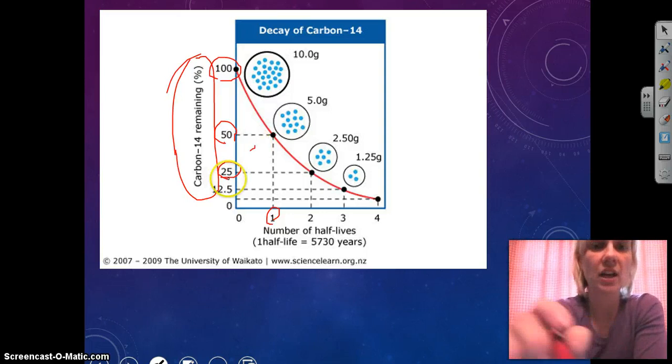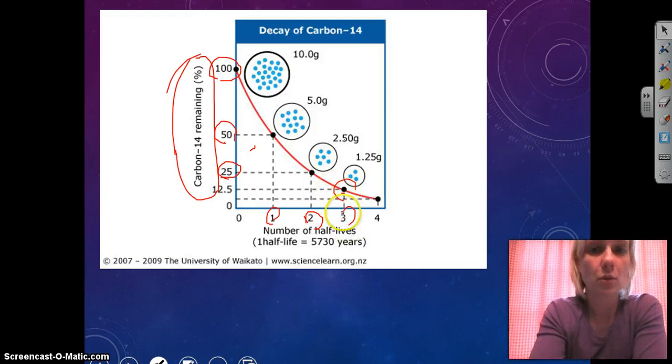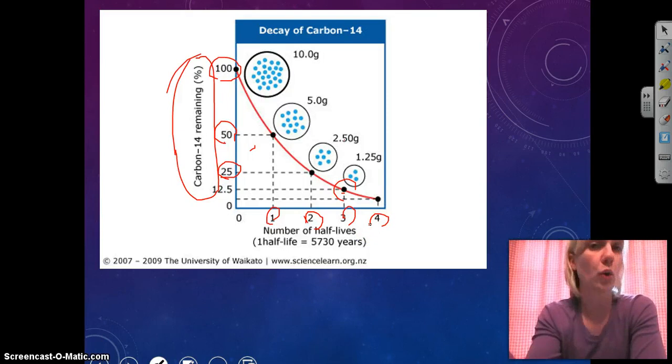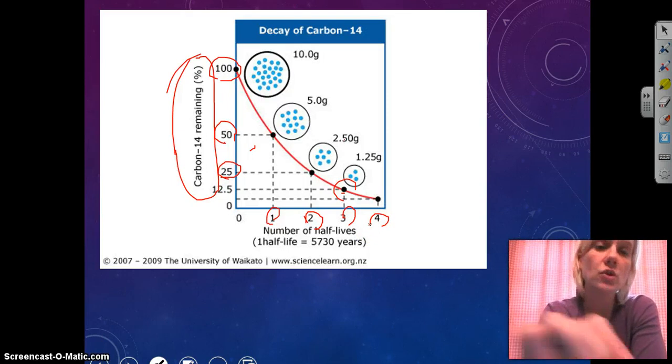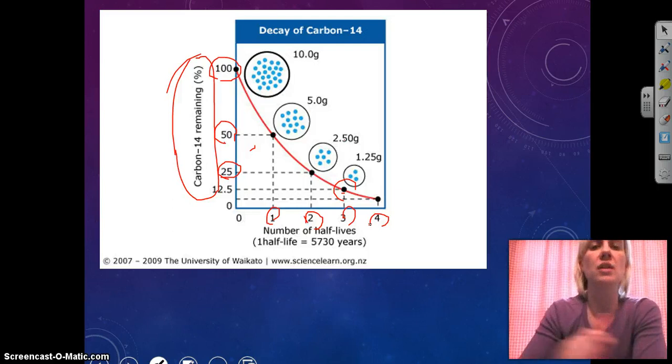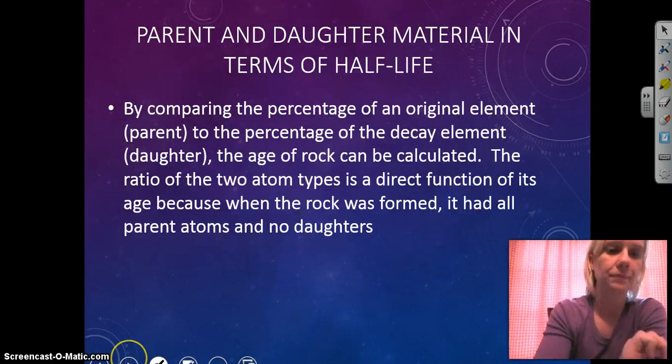We divide in half again, that's 25%, so we're moving our way down. That's 2 half-lives. If I divide in half again, I've gone through 3 half-lives. All right, and so on. So you may see it on a test or a quiz, you might see it on the EOG, where they use a graph to have you show and understand half-life, okay?